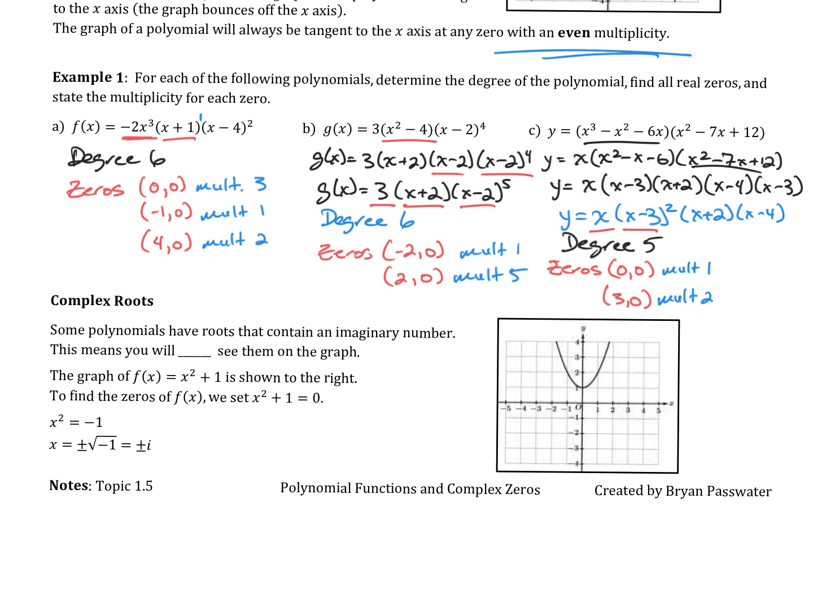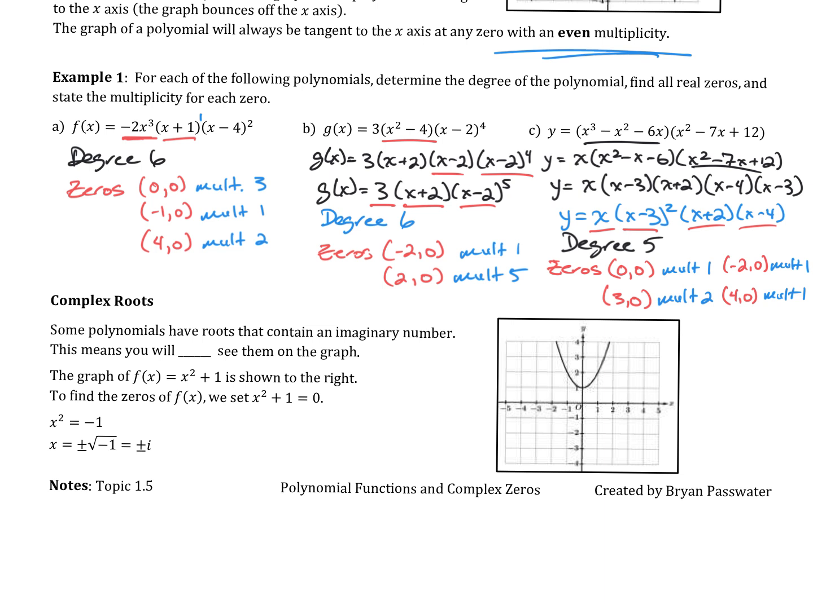And then x plus 2. So now I have what? Negative 2 comma 0. And so what's that multiplicity? 1. So what does that mean graphically? It cuts through. And then x minus 4. What's that 0? 4 comma 0. And so what's that multiplicity? That is also 1. All right. Pretty good? All right, we're moving.